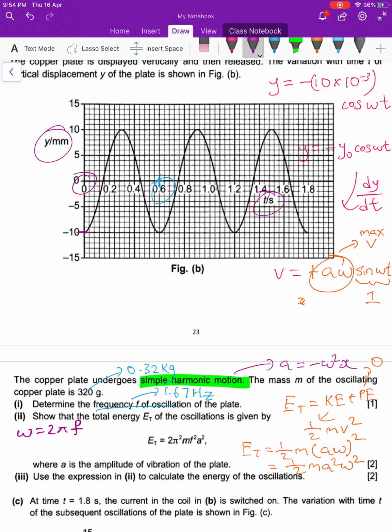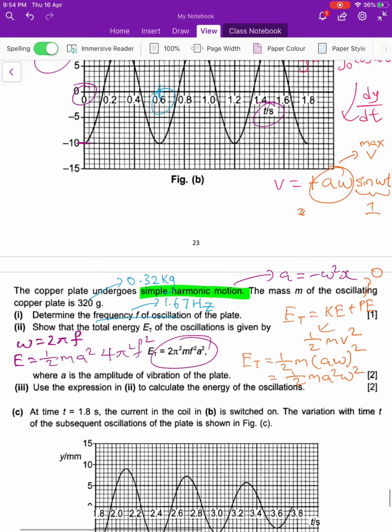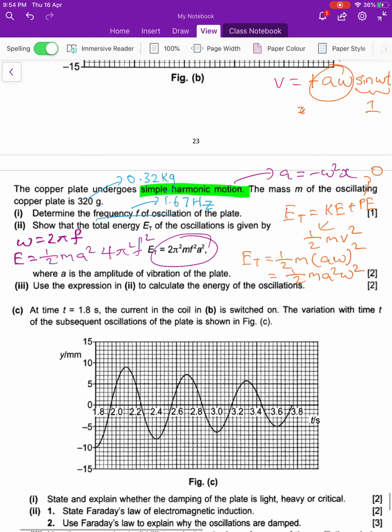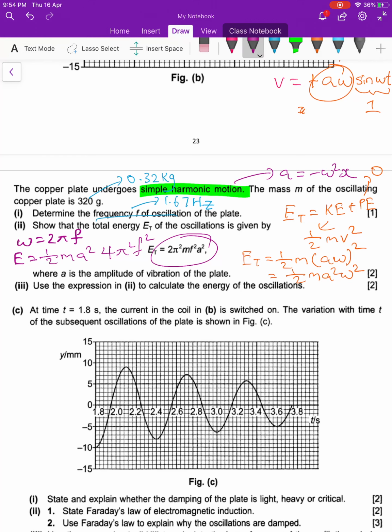So 我只要把 omega 换成 in terms of frequency，你就可以拿到了。So omega 等于什么？2 pi f。So omega 等于 2 pi f，你就把这个 sub 进去。Energy 等于 half m A square，4 pi square frequency square。然后你自己 simplify，你应该可以拿到这个，这个 quite easy, right?